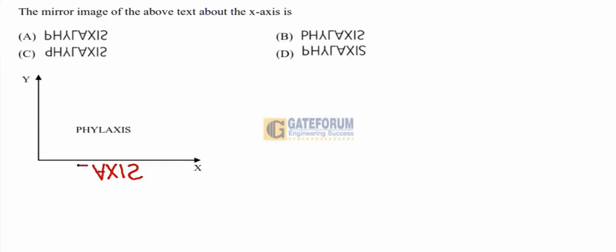Now L will be something like this. Y will be something like this. H would be something like this. And P would become something like this. So you see, this would be the image. Let us check out which one holds. And if you observe properly, it is option A which holds. Check. Only option A holds. So I will say option A is the answer.